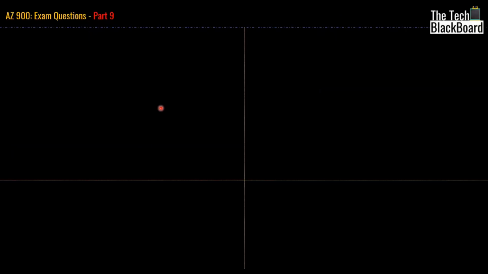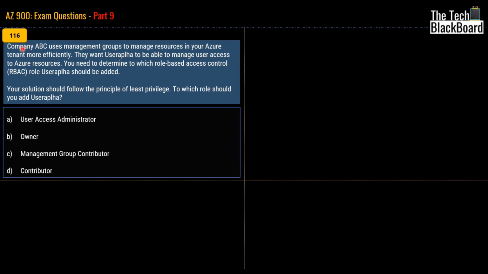Let's begin our part 9 with question number 116. The question says that a company ABC uses management groups to manage resources in your Azure tenant more efficiently. They want user alpha to be able to manage user access to Azure resources. You need to determine to which role-based access control (RBAC) role user alpha should be added. Your solution should follow the principle of least privilege. To which role should you add user alpha? Should it be user access administrator? Should it be owner or management group contributor? Or should it be just contributor?